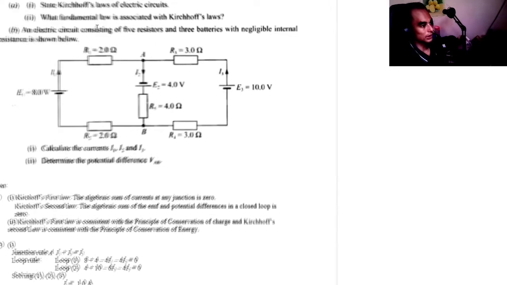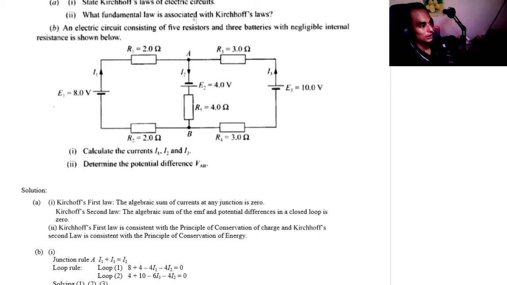Let's say we have a working example over here. So Kirchhoff's law was executed. What is the fundamental law associated with Kirchhoff's law? For this instance, we have an 8 volt EMF on the left side, 4 volt in the middle, and 10 volt on the right side. Okay, so this is a two loop circuit.